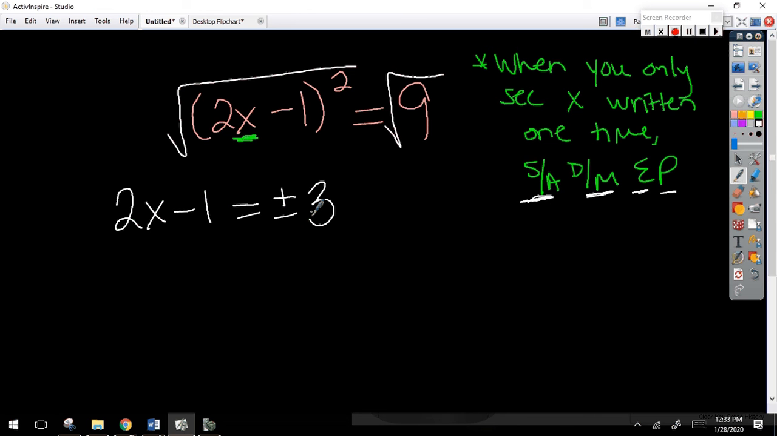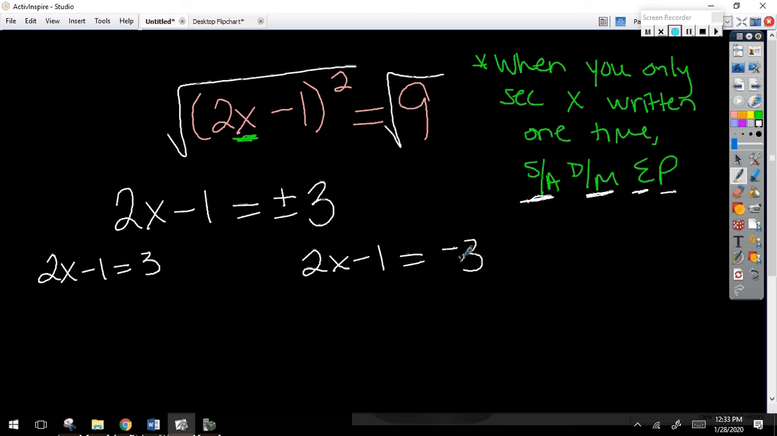Remember, we're getting 2 answers for these because that quadratic is crossing the x-axis in 2 places. So it gives us those 2. Now I can finish the solve, right? What this essentially tells me is that 2x minus 1 can be 3, or 2x minus 1 can be negative 3, and now I can solve both of those.